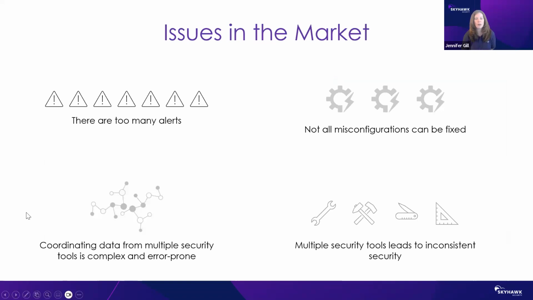So some of the issues that we see in the market are, we hear from our clients, from prospects, from analysts, that there are just too many alerts. And we know that when everything is an alert, that means nothing is an alert. We've learned that not all misconfigurations can be fixed. Actually, on another webinar that I did, we mentioned that by 2026, about 50% of attack surfaces won't be able to be patched. So you have to find another way to manage those. Coordinating data from multiple security tools is complex and error prone, and multiple security tools leads to inconsistent security.